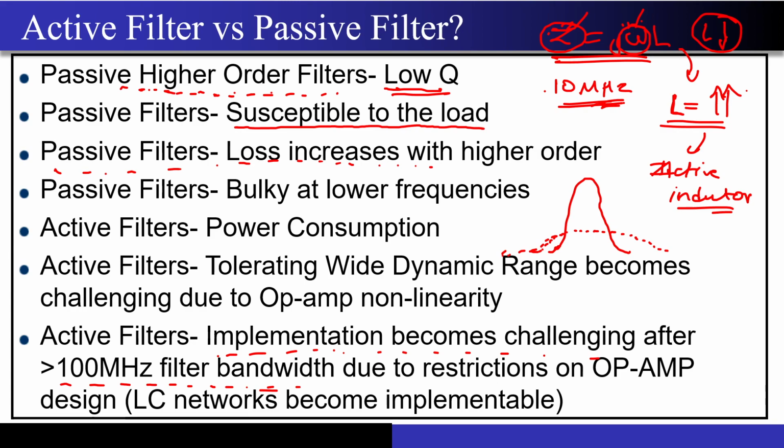But in the case of the active RC filter, you have an active circuit present, so you can use that active circuit to compensate for any loss that occurs because of the RC circuits in the filter. Correct? Now passive filters are usually very bulky at low frequency. What do I mean by that? This was the point raised by one of the students as well.